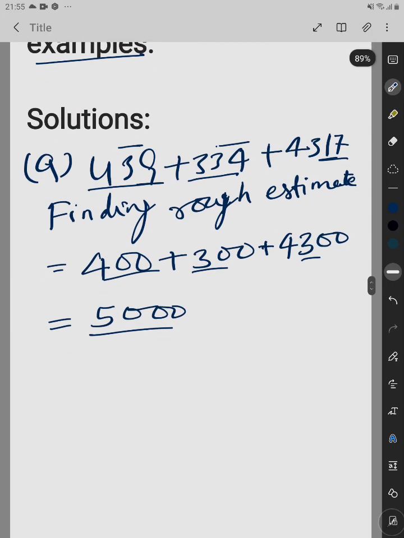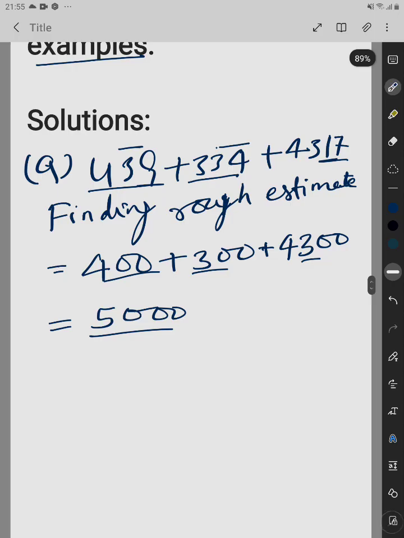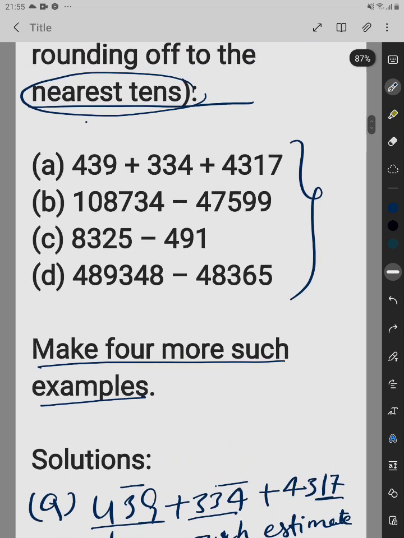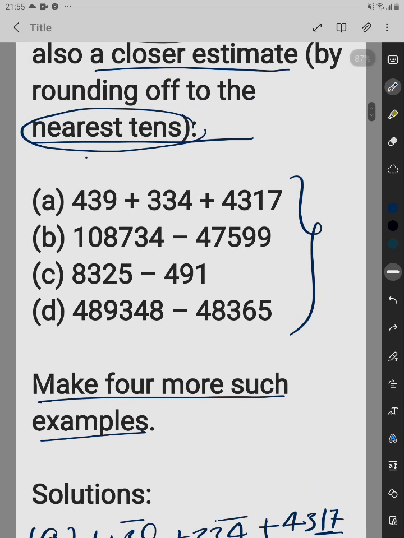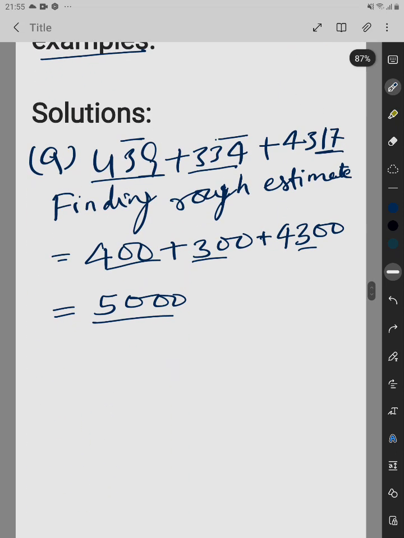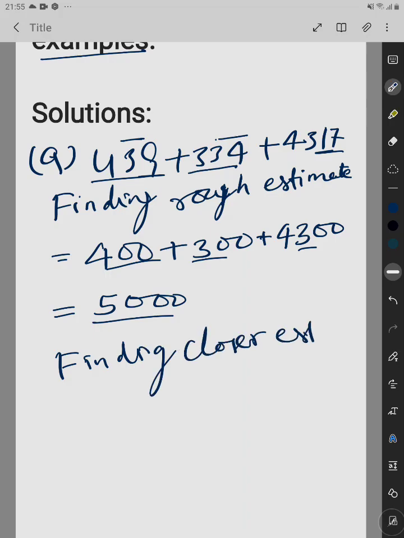This was the rough estimate. The second thing we have to find is the closer estimate. How will we find the closer estimate? By rounding to the nearest 10. So we write again 439, 334 plus 4317.